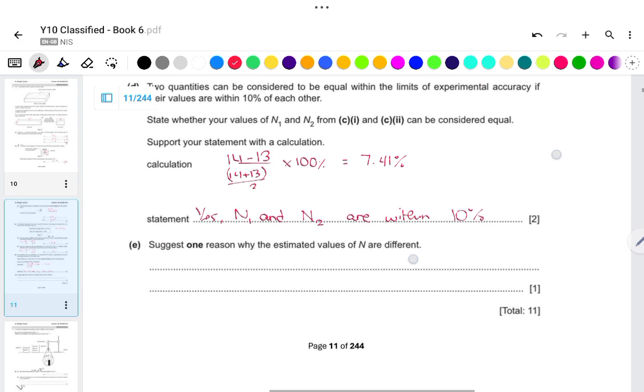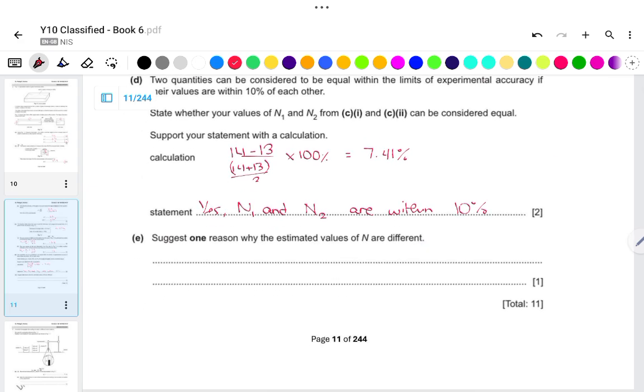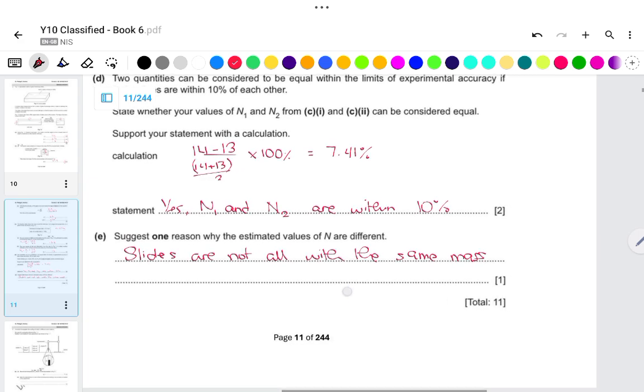Okay, so just one reason why estimated values of N are different. Well, basically, the answer is because the slides are not all with the same mass. Someone can say that they are not all with the same thickness, since these were the two things that we compared. Well, that's all for this question.